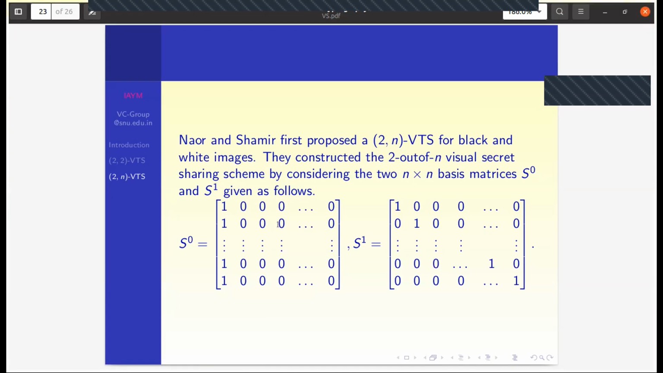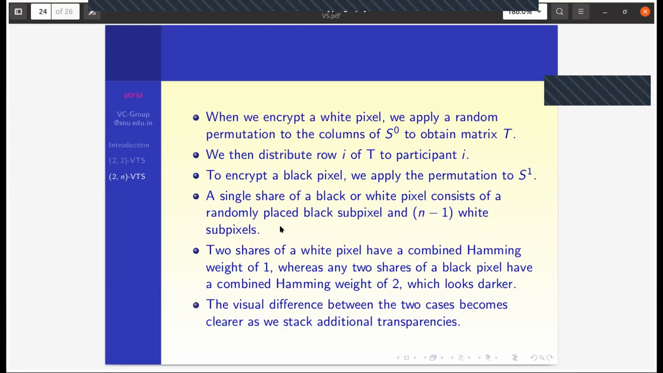But what happens if 3 people come together? More and more, right? So when 2 people come, they can see the white pixel and black pixel contrast, though not so much contrast, because even in the black pixel so many white pixels are there, but still we can see. With 3 people it is better, and 4 people much better. So more and more visibility will be there. Do you understand? Yes, sir. Good. So this is the thing related to that.